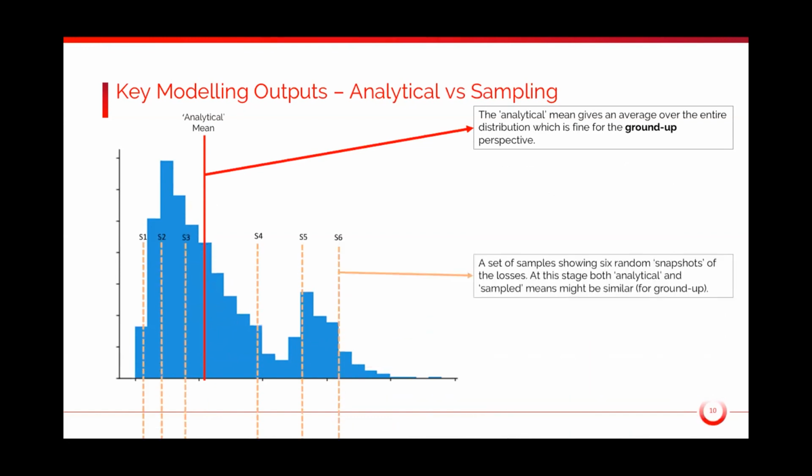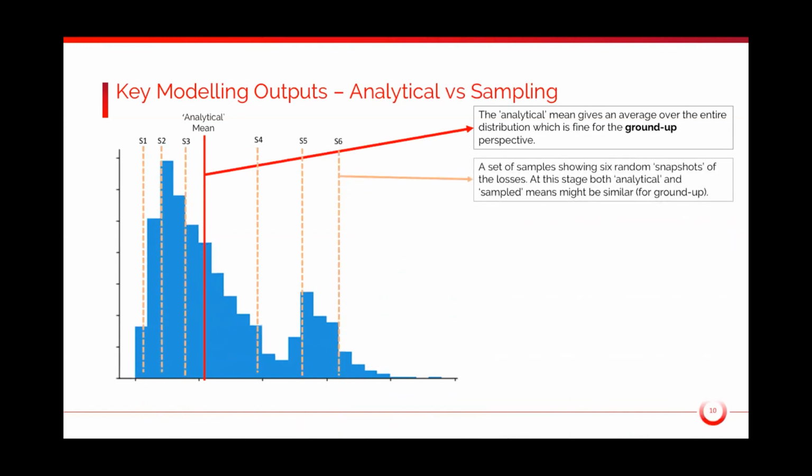We then throw in a few samples. Here we've got a set of 6 samples, and these are essentially 6 random snapshots of the losses. At this stage on this distribution, the analytical and sampled means might be quite similar. There might not be much in it. So that's fine, right? So what happens then when we want to apply some financial terms and look at our insured perspective?